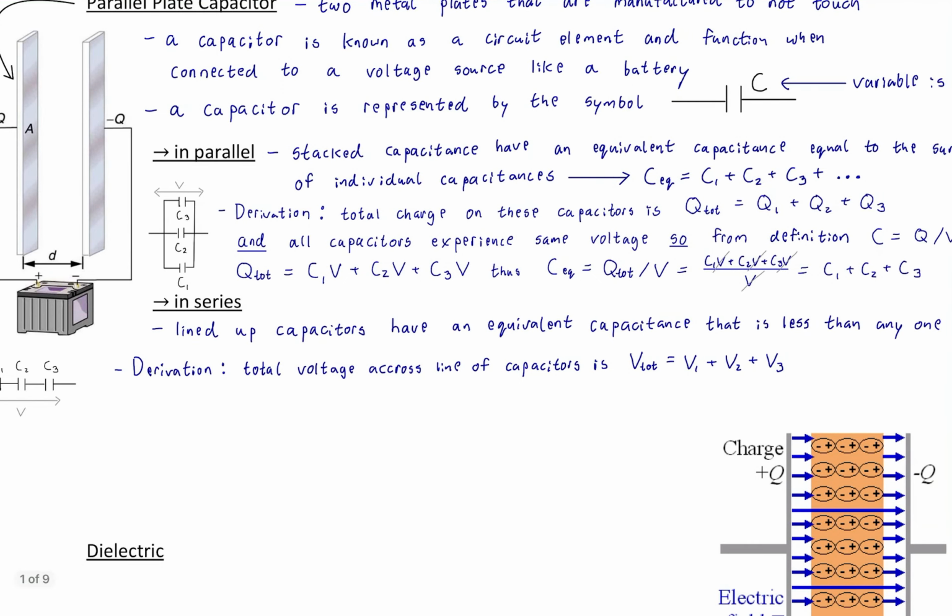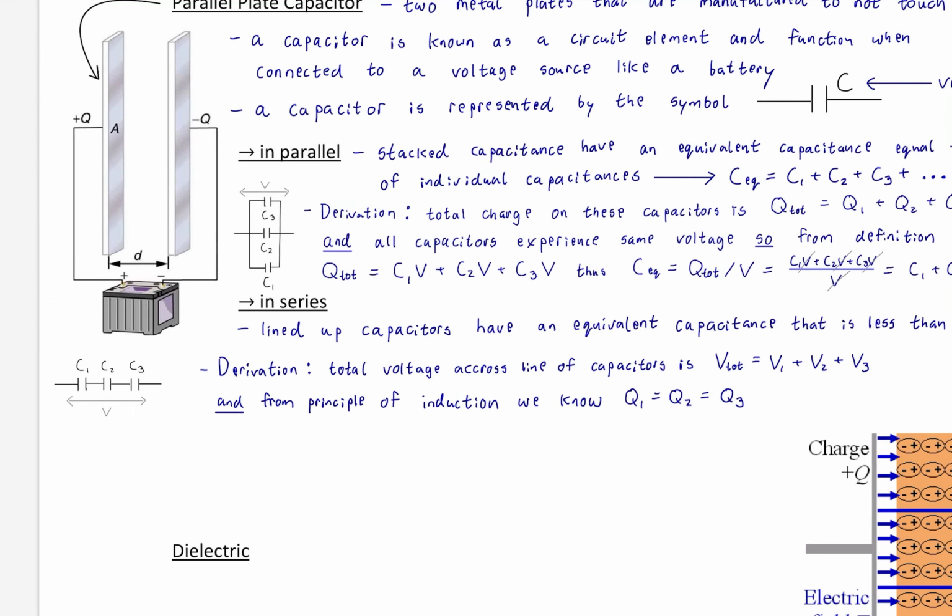Just as before, the total stored charge was the sum of the three. But what about charge? Well, from the principle of induction, consider lecture 1. Review lecture 1 if you need to. We know that the charge on each of them must be the same, because it's an inductive charge on each consecutive plate. Again, because they're not physically touching, are they?